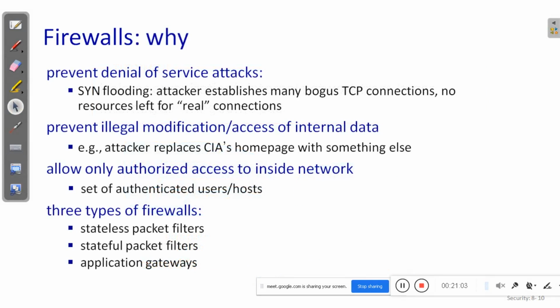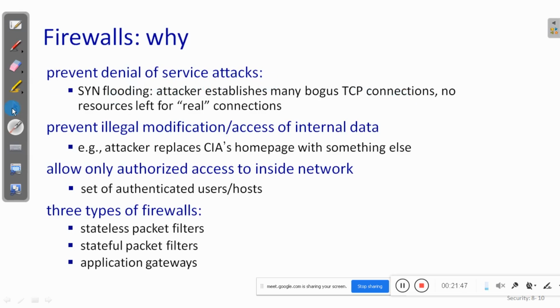So why are firewalls required? The main purpose of the firewall is to prevent denial of service attacks. In the previous session, I explained what DoS or DDoS, distributed denial of service attack, is. Another name for this attack is SYN flooding. The attacker establishes many bogus TCP connections, so that no resources are left for the real connections. I explained how a hacker can bombard a particular website by sending unnecessary junk packets.